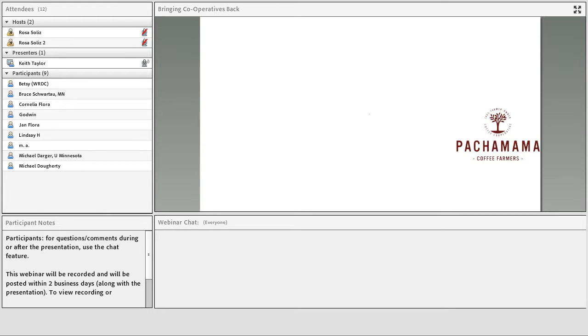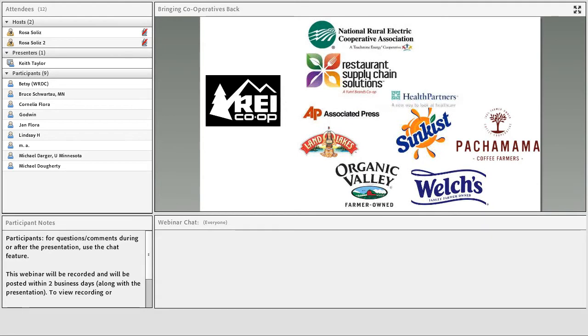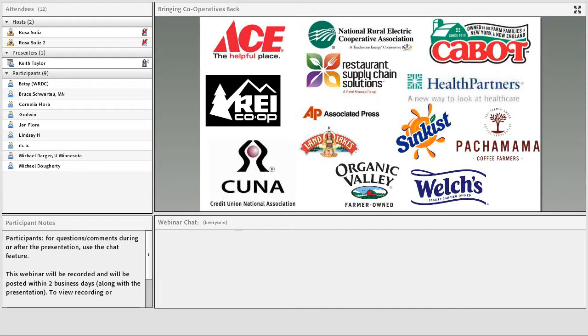So I just want to give you an example of some of the various co-op brands that are out there that you've all seen. Obviously, REI is a massive one. Cabot Cheeses. Pachamama is a wonderful example of how to do international ag. In Pachamama, the coffee farmers themselves own the supply chain. So, the pretty remarkable story there. Organic Valley is also another wonderful cooperative out of Wisconsin. They have a national footprint, though. They're doing just great things.